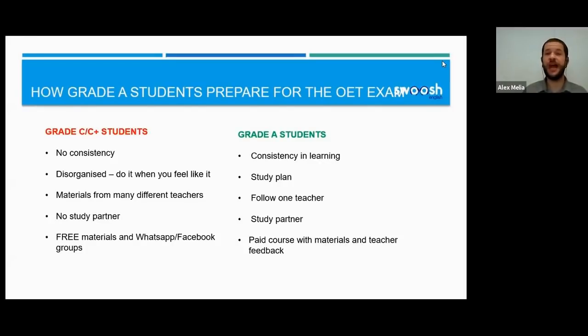So when people say I'm on a 12-hour shift at the hospital and I don't have time to study, this is not true. This is just an excuse, because our grade A students are doing that. They are fitting in time. If they have that 12-hour shift, they're fitting in time in the day to study.